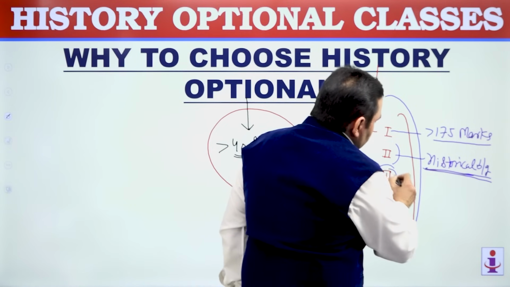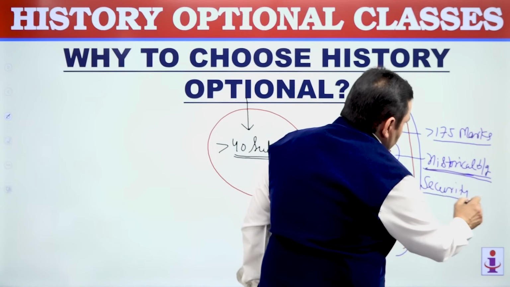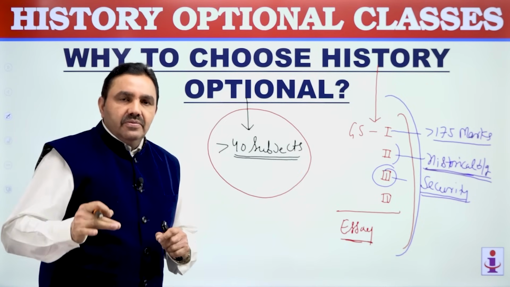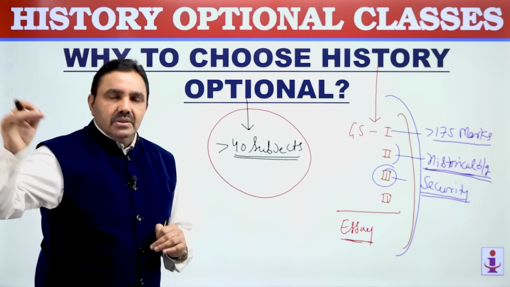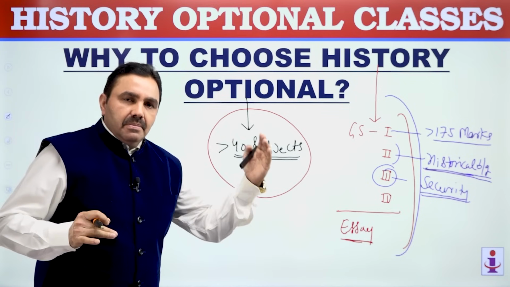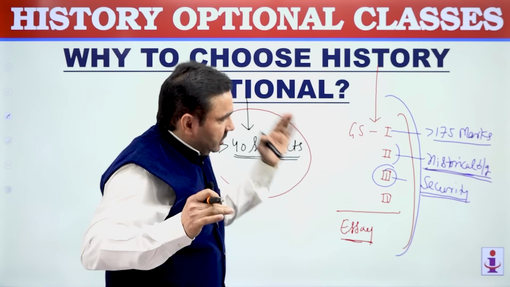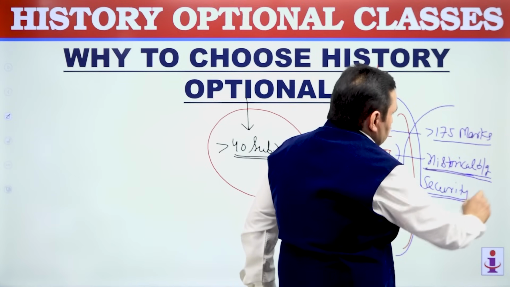In paper 3, if you look at the security issues, you cannot understand security related dynamics without knowing the historical background of different conflicts. So Marxism, if you have to read, Naxalbari movement, the problems in Northeast, the problems related to Pakistan in Western borders or Punjab and Kashmir, all those things you can understand better if you have the knowledge of history.